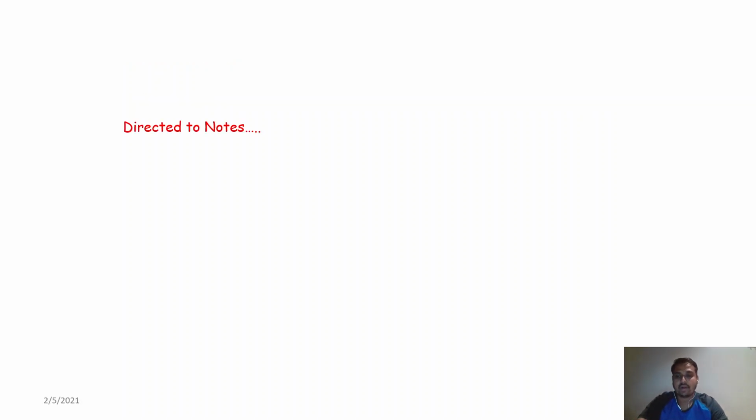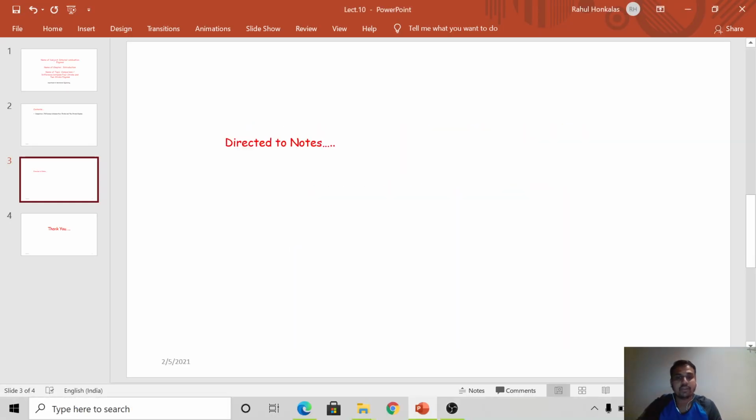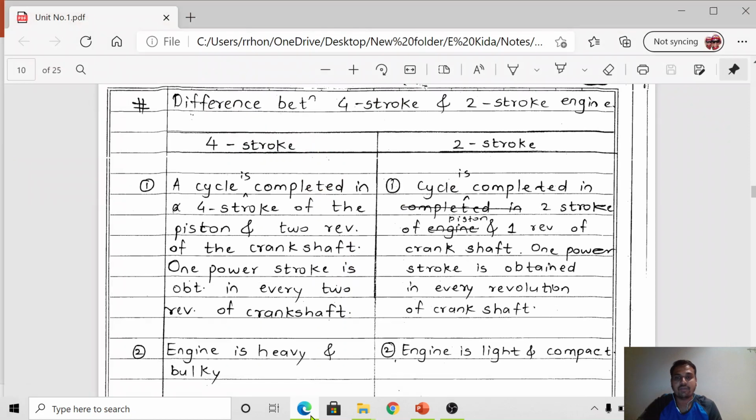Dear friends, to understand the difference, we are moving to see the notes part. So again, in the last few lectures, we already discussed different things about the engine, and in the last lecture, we discussed the difference between the SI engine and CI engine. In relation with that, here we are going to understand the difference between the 4-stroke and the 2-stroke engine.